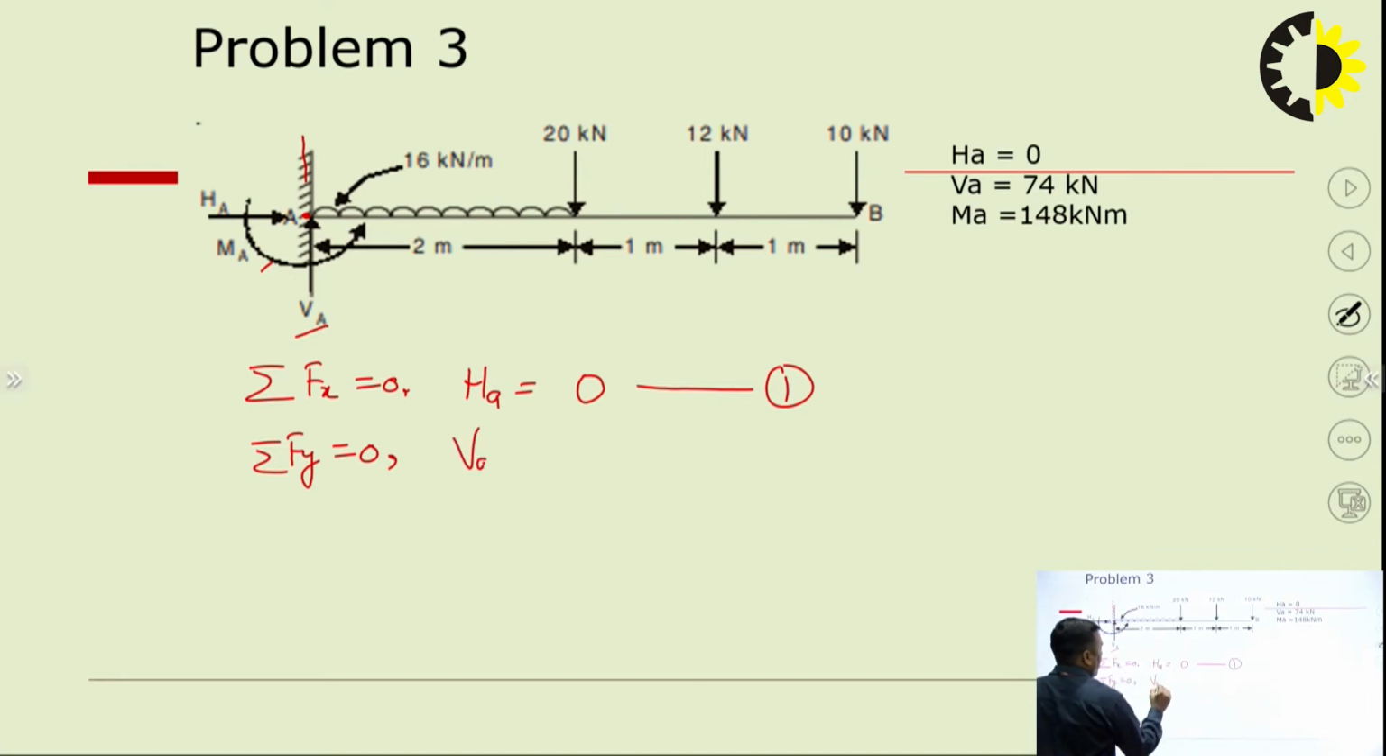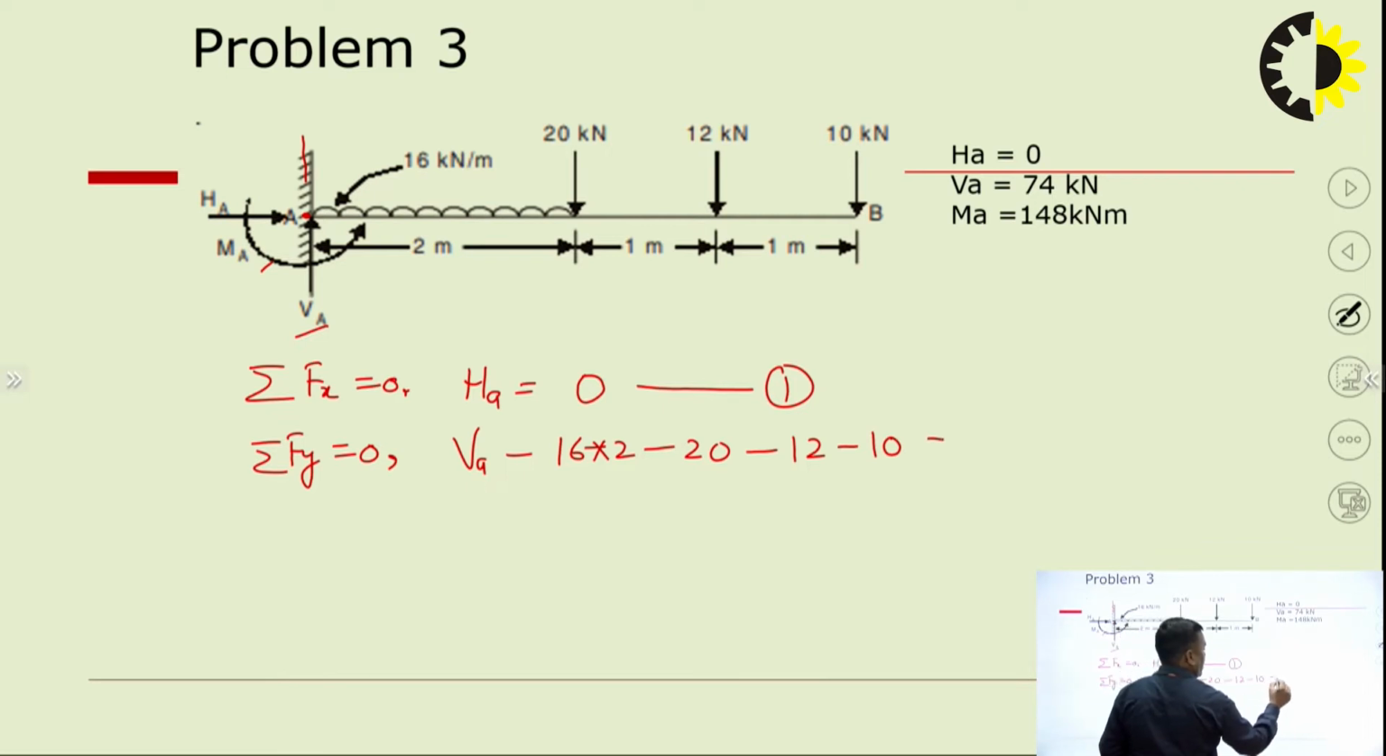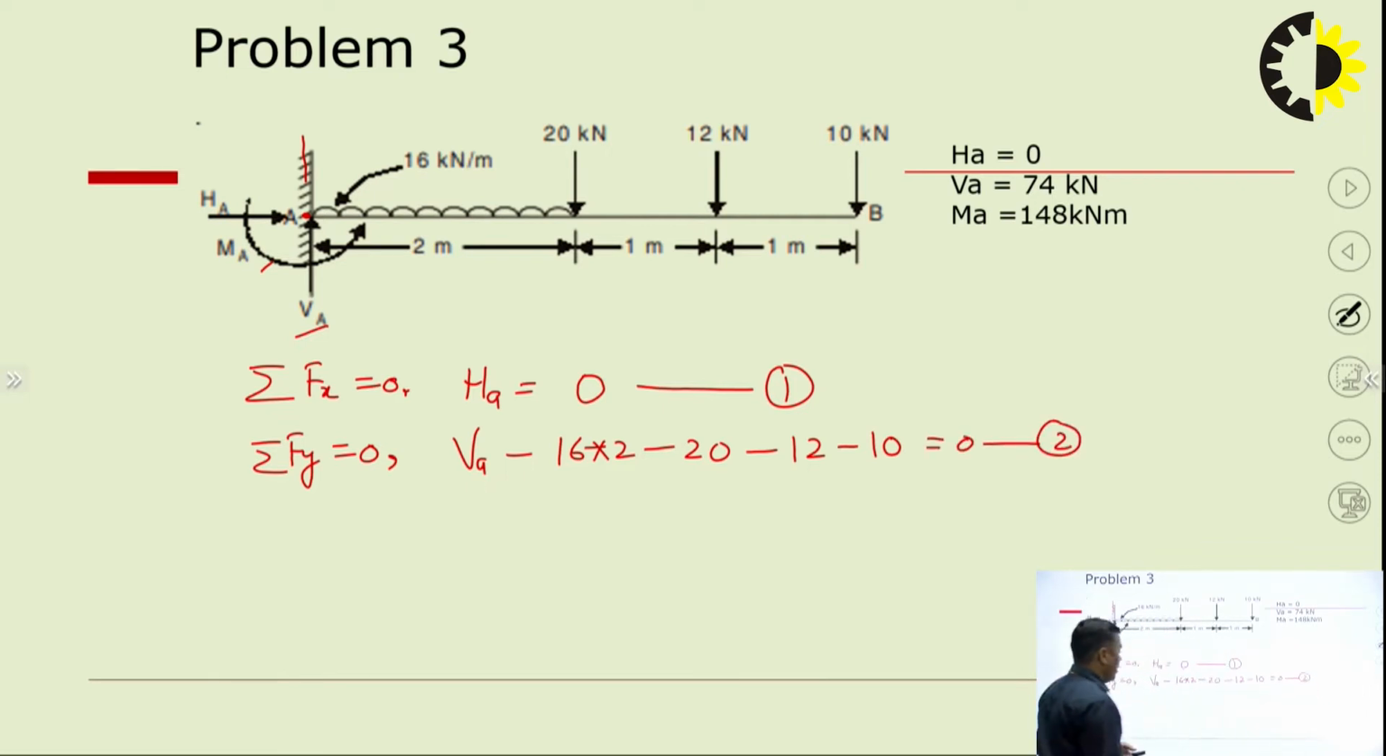Then sigma Fy equals to 0. What are these? VA minus 16 into 2 minus 20 minus 12 minus 10 equals to 0. So how much is VA? 32, 52 and 22, 74. Done. What about the moment? Now at point A, we are having one reactive moment also. So that reactive moment is MA. It is against the rotation. So MA, the direction is opposite; it opposes the direction in which there was a tendency to rotate. So that's why it is taken opposite, anti-clockwise.